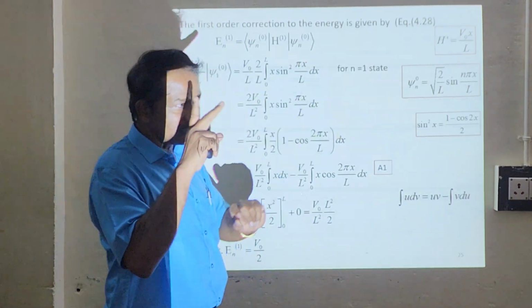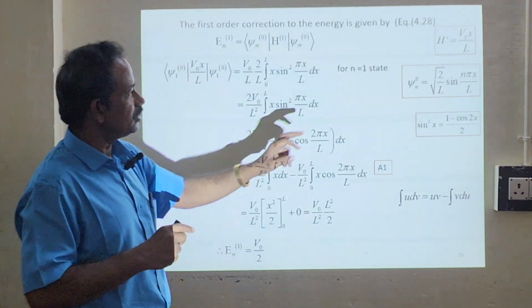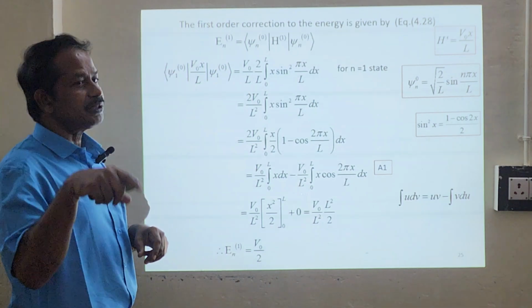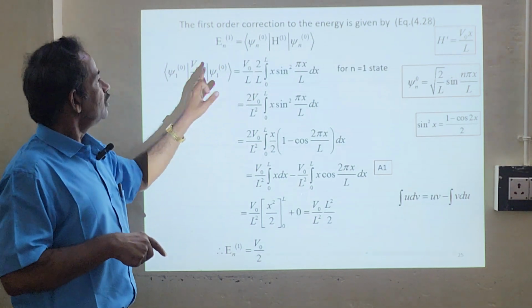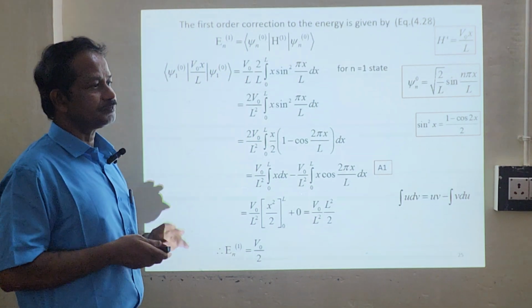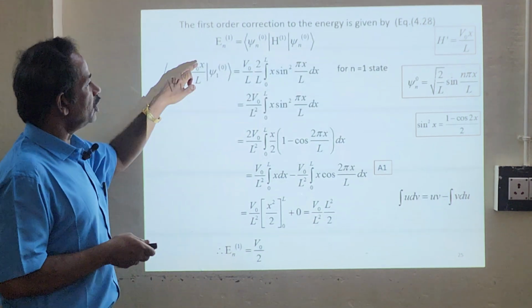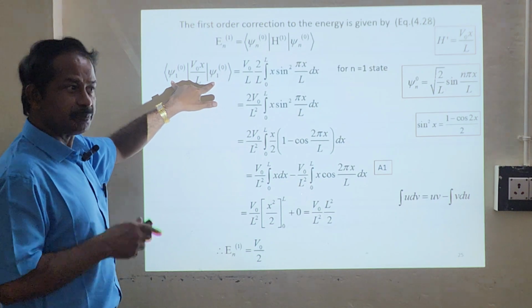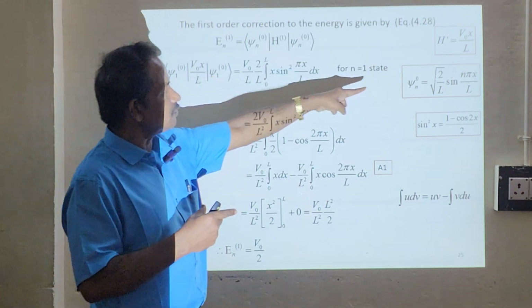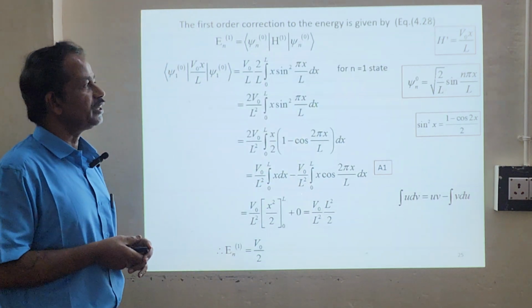So you will have to multiply 2 times, correct? Multiply 2 times. So root 2 by L multiplied by root 2 by L will give you 2 by L. V naught by L is constant, I have pulled out. The remaining term will be x sin squared n pi x by L. So you have x here, and the wave function is squared, so that will give you sin squared n pi x by L.